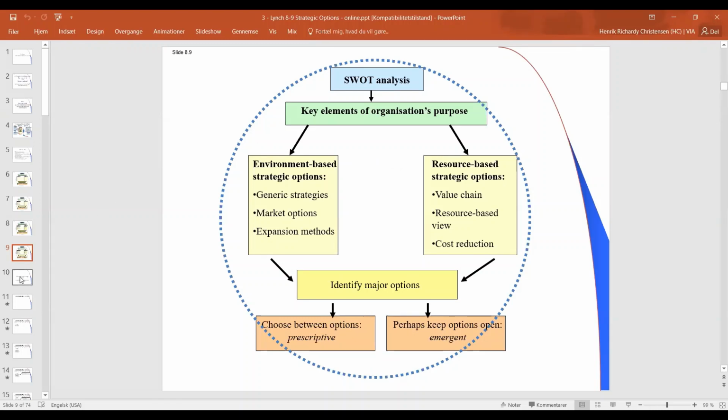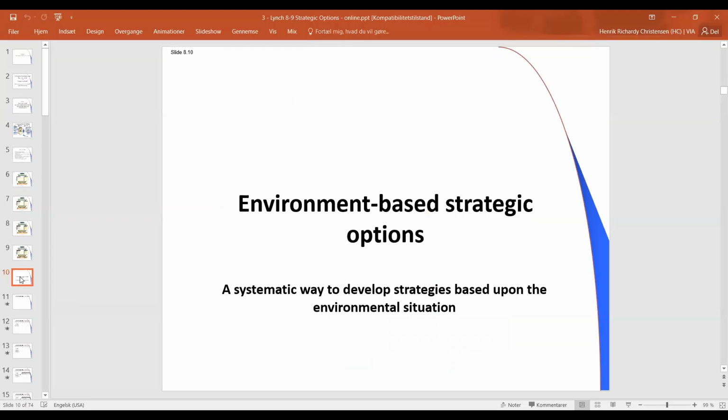So let's get started, and more specifically, let's get started with the environment-based strategic options. And as I mentioned before, you have to think of it simply as a systematic way to develop strategies based upon our environmental situation.